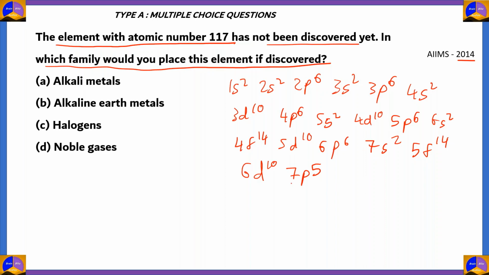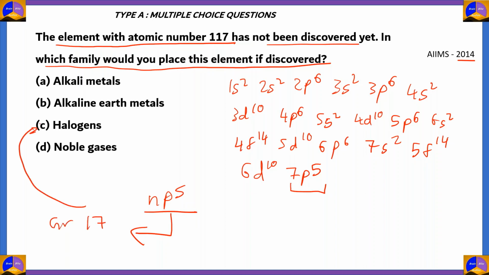So as you can see, the p orbital only requires one more in order to have a stable configuration. Now, np5 is the characteristic electronic configuration of group 17, which are the halogens: fluorine, chlorine, bromine, iodine, astatine, and more recently tennessine. So therefore option C, halogens, is the right answer.